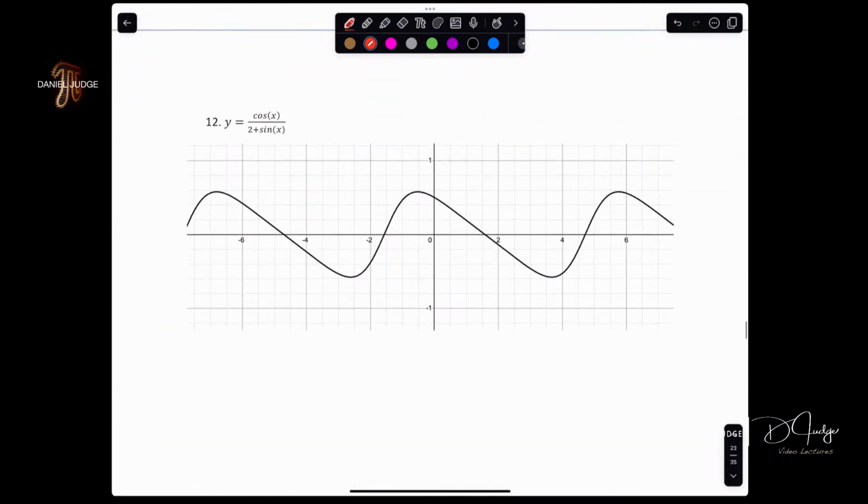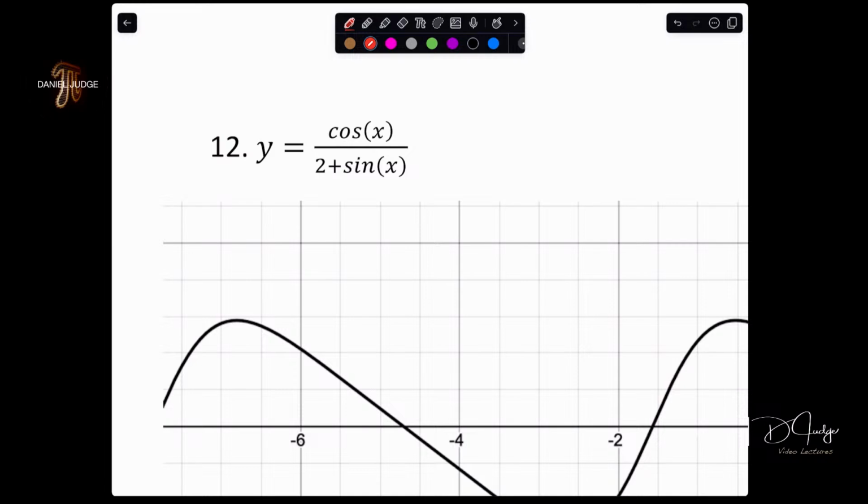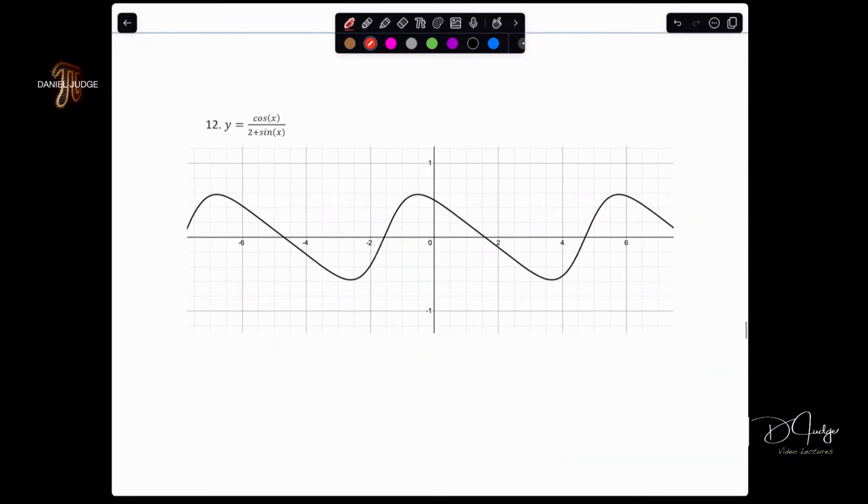Let's do number 12 here. And you go, oh, number 12 is interesting. Yeah, it's going to be interesting. The domain here, this is cosine over 2 plus sine x. It's periodic because sines and cosines are periodic. They did not restrict the domain, so let's see how that pans out. Oh, it might be interesting. That means there's probably infinitely many locations where you have some horizontal tangents.